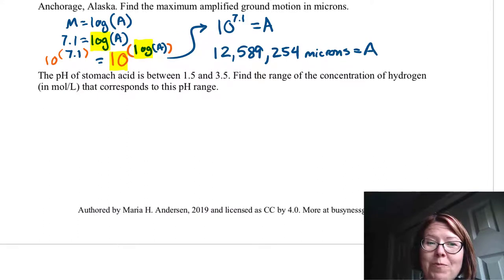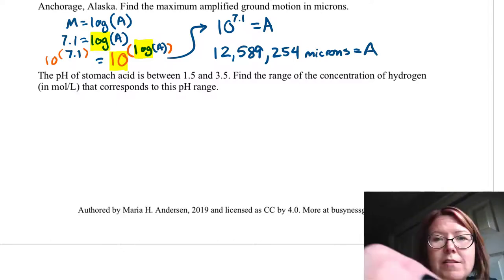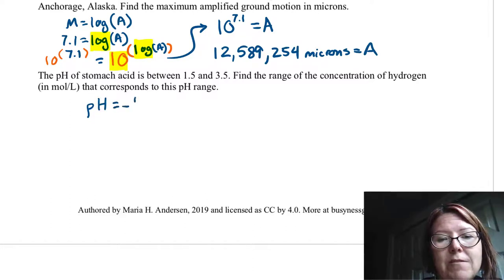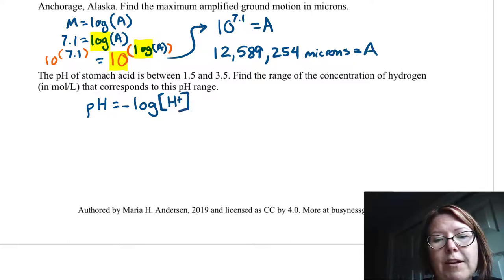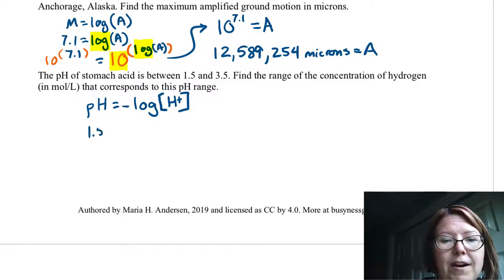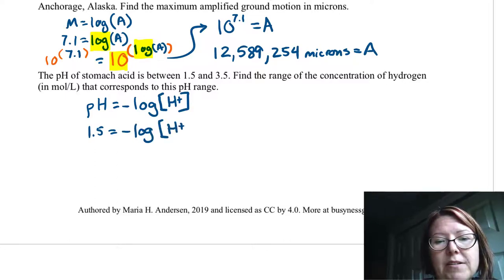For the third problem, we're being given that the pH of stomach acid is between 1.5 and 3.5. We want to find the range of the concentration of hydrogen that corresponds to this pH range of 1.5 to 3.5. Let's just start by rewriting the pH equation. Lowercase p, capital H equals negative log[capital H plus]. In this case, we have the pH. We want to find the concentration of hydrogen ions. Let's start with a pH of 1.5. 1.5 equals negative log[capital H plus].